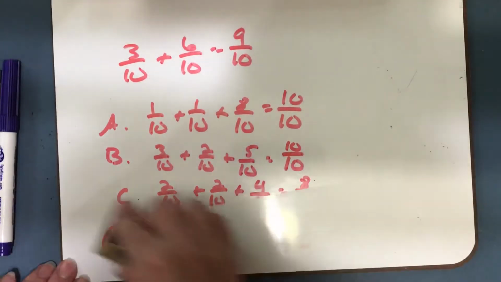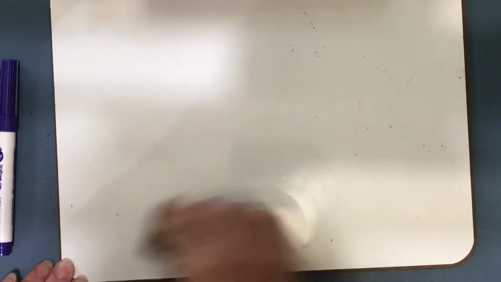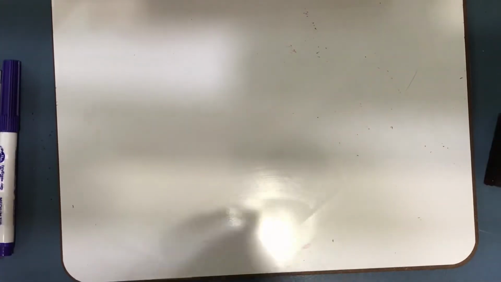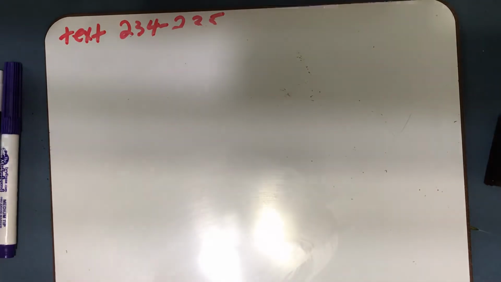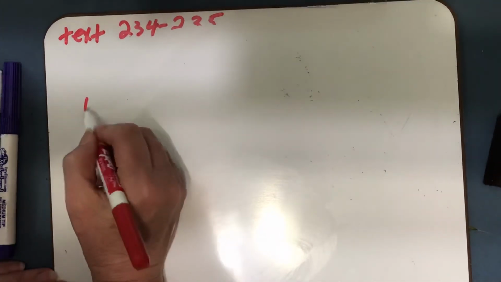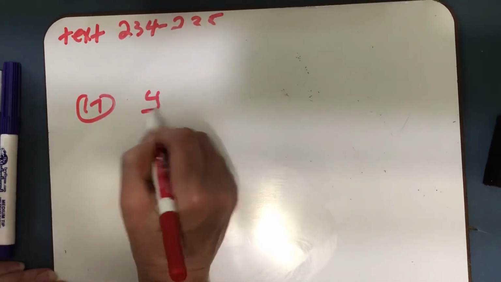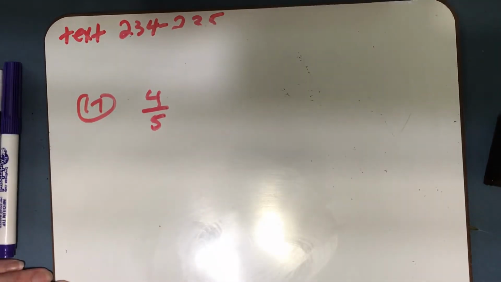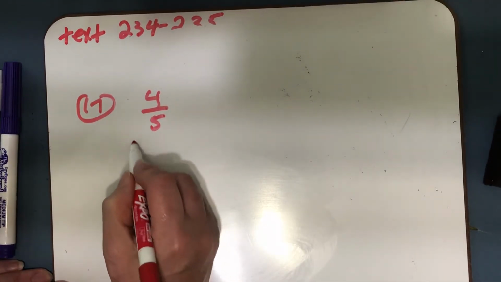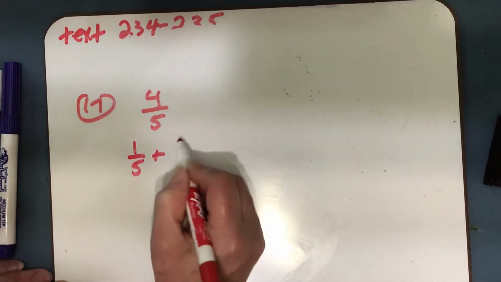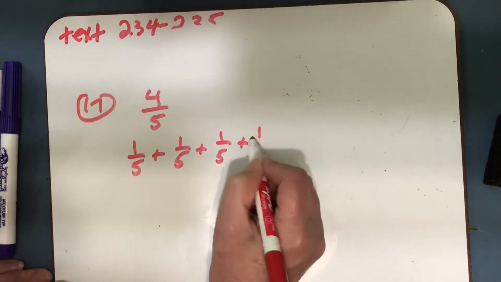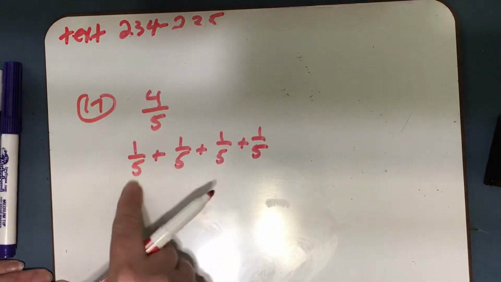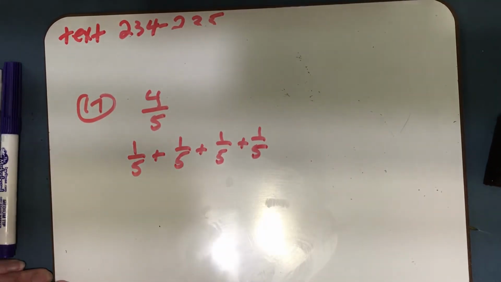All right, the next part tells you to decompose each fraction into unit fractions. Remember, unit fractions have 1 as a numerator. So on number 17, 4/5, if I decompose that into unit fractions, the sum of unit fractions, it would be 1/5 plus 1/5 plus 1/5 plus 1/5. Okay, I have 4 1/5s. So that's how I did that as a sum of unit fractions.